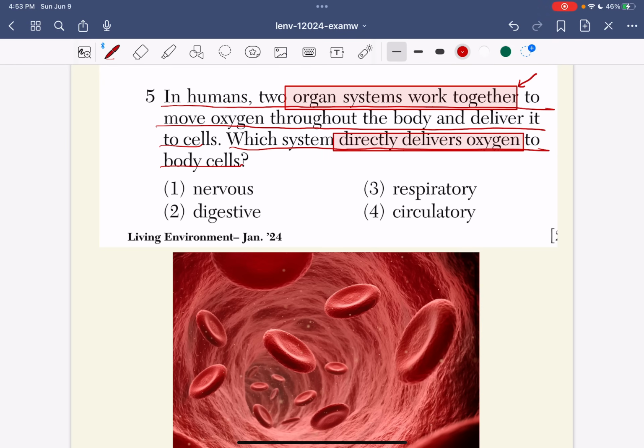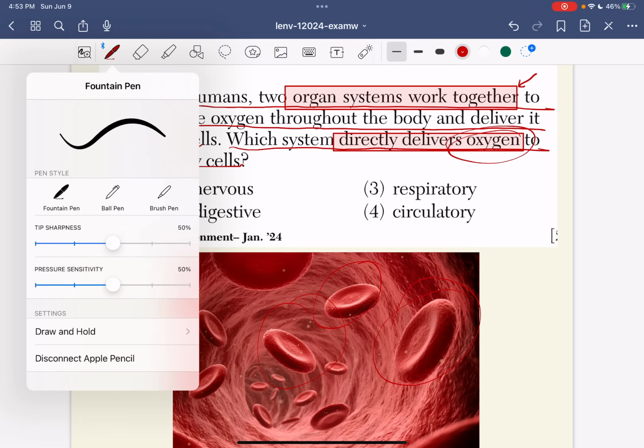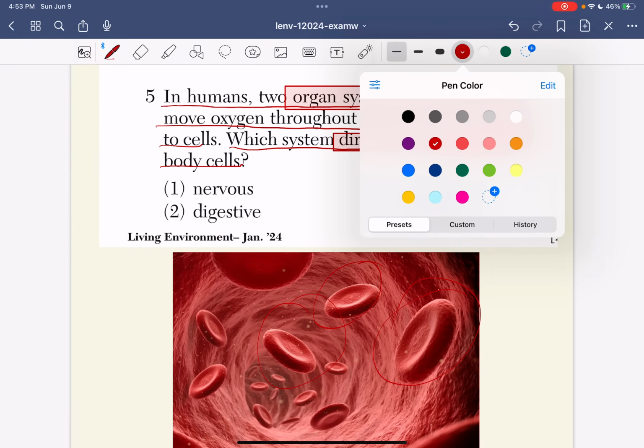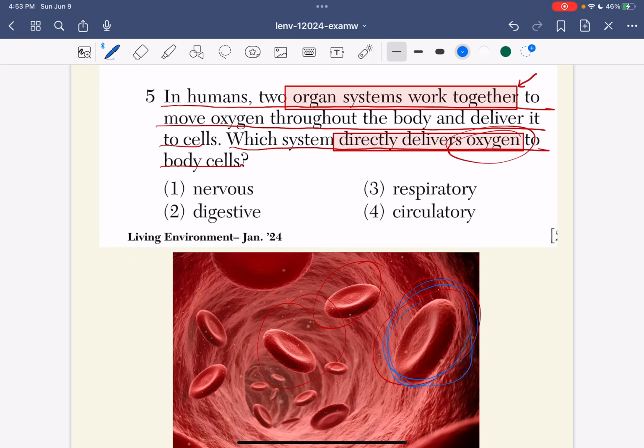So let's keep going. I love these questions. Anything with the human body system, I find so easy because it's my favorite thing to teach and to study. So organ systems work together to do a specific job. This one's asking about oxygen. Oxygen is delivered in your red blood cells, okay? Let me change the color since this is already red. So your red blood cells carry oxygen.